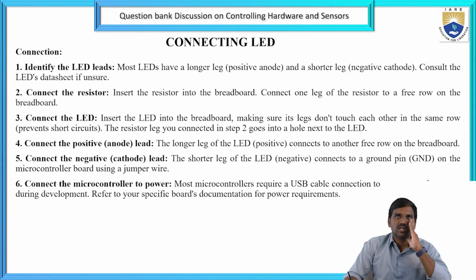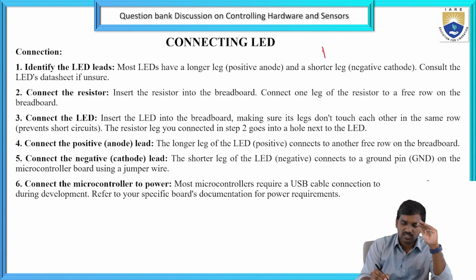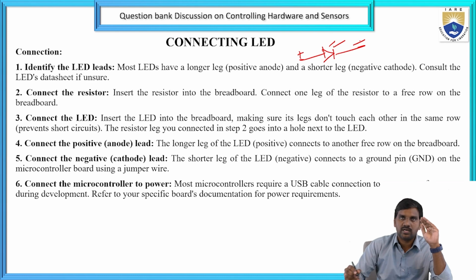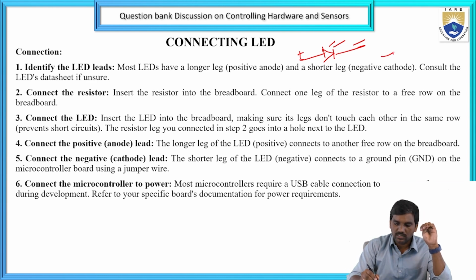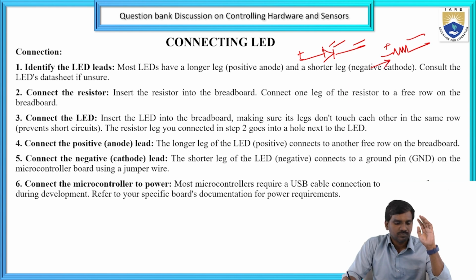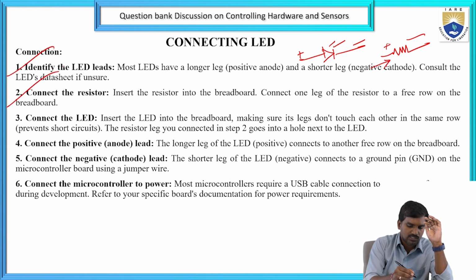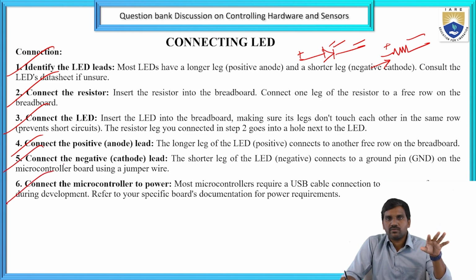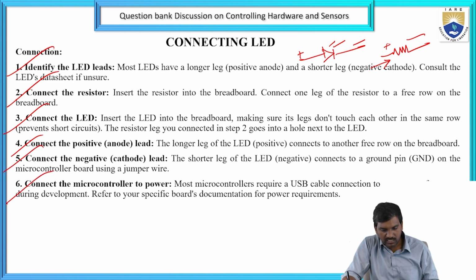Connection type. Which type of connection? Identify the LED's legs. For example, this is an LED. You can connect plus and minus, anode and cathode. Connect to the resistor, which is based on the flow of current. Connect the resistor, connect the LED to the positive and negative nodes, and connect the microcontroller to the power. So these are the steps for connecting an LED.